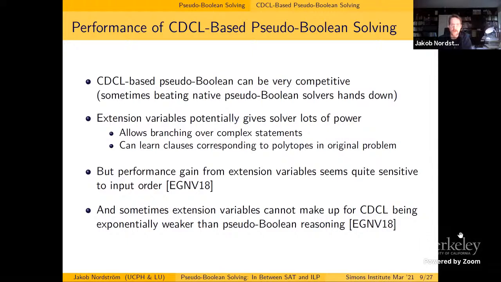However, in order for this to work, you really want your formula to be encoded in a nice way. So for instance, if I'm evil and I try to permute the variables and the constraints so that they come in a not so natural order, then it seems that the CDCL-based approaches take a huge hit in performance. And also, for some problems, like say if you're working on pigeonhole principle formulas, you just have the basic fact that no encoding into CNF can compensate for the fact that CDCL-based reasoning is exponentially weaker than pseudo-Boolean reasoning for such formulas. And this you can also see sometimes.